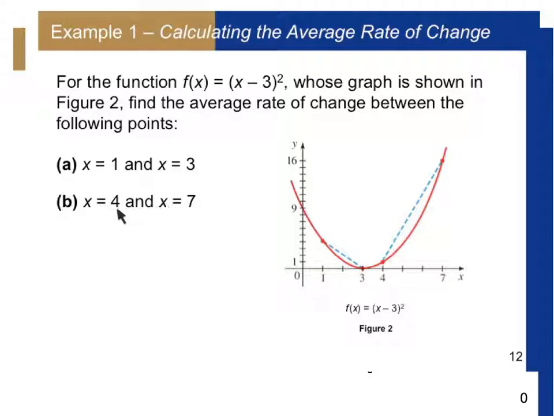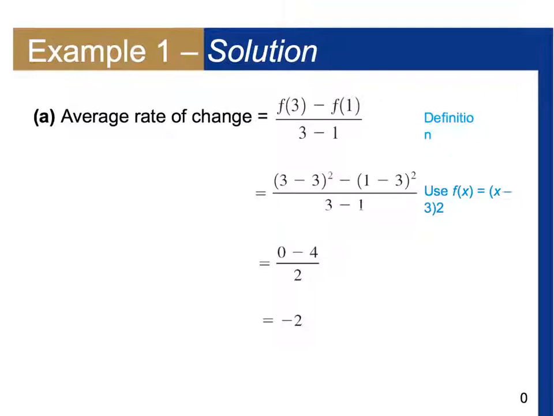And then we'll look at between x equals 4 and x equals 7. And there's x equals 4, x equals 7. And there's our secant line there. So we'll look at those two. Okay, so for a, we're going to take f of 3 minus f of 1 over 3 minus 1.